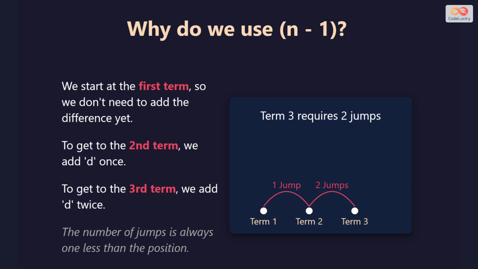You might wonder, why n minus 1? Why not just n? Think about it like steps. If you are standing on the first step, you haven't taken any jumps yet. To get to the third step, you only need to take 2 jumps, not 3. The number of jumps is always one less than the position you want to reach.